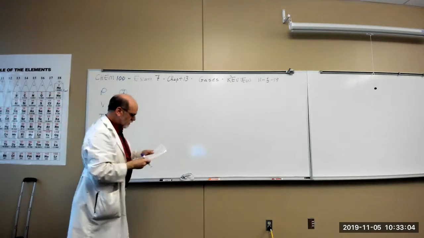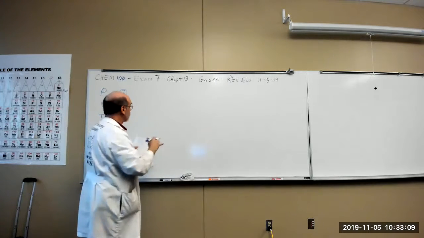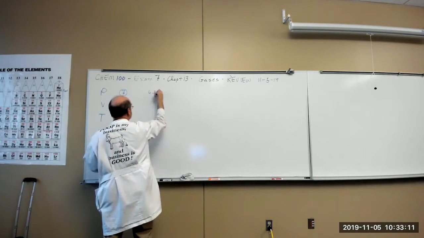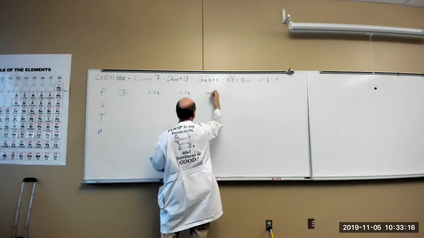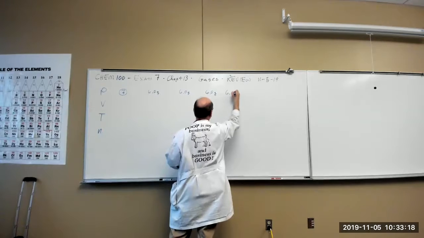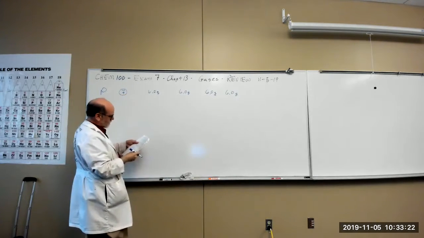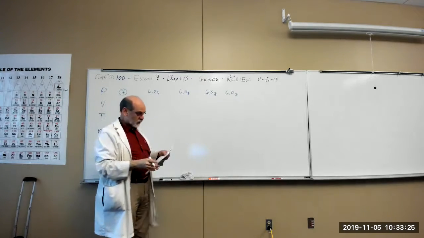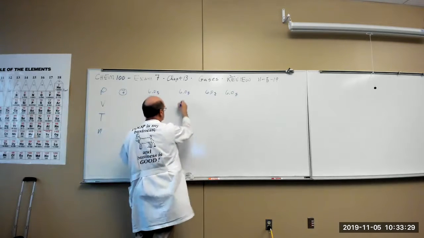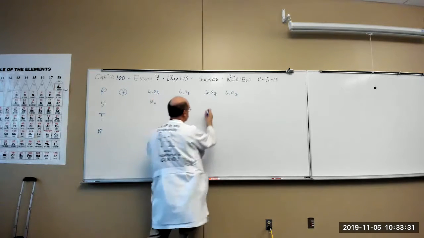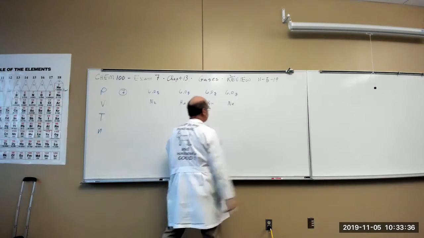Right? So we have 4 balloons, and each one contains 6 grams of a different gas. So we have 6 grams of each one. And from the answer choices, we know that those gases are this one, helium, krypton, and neon.